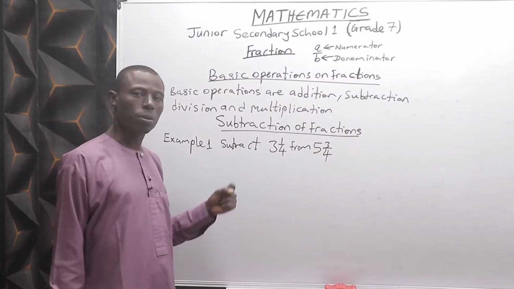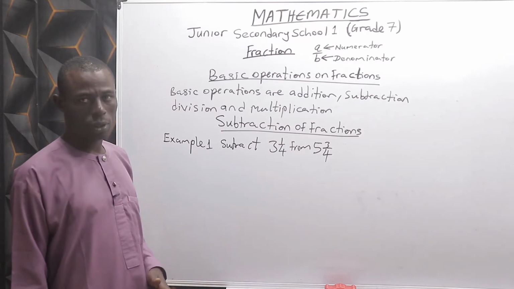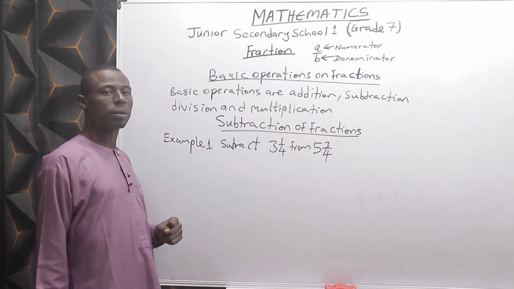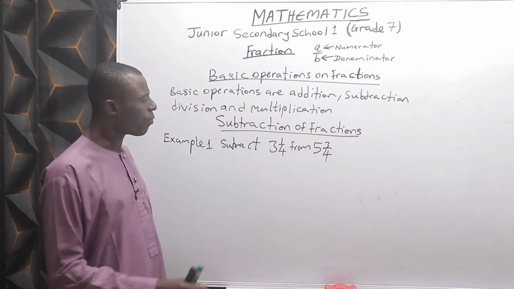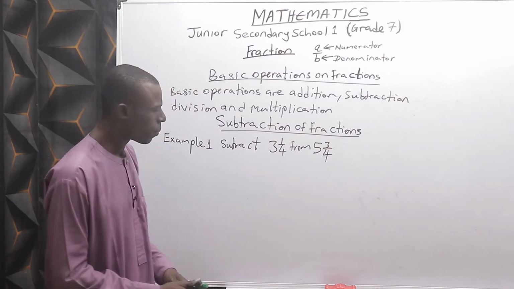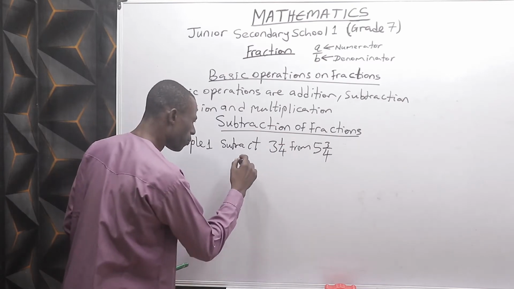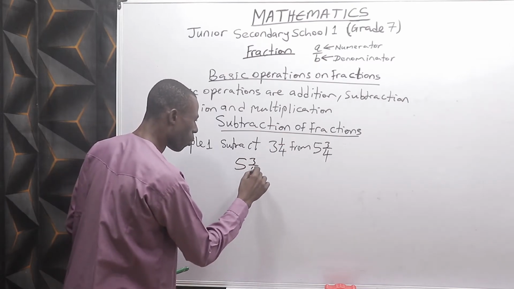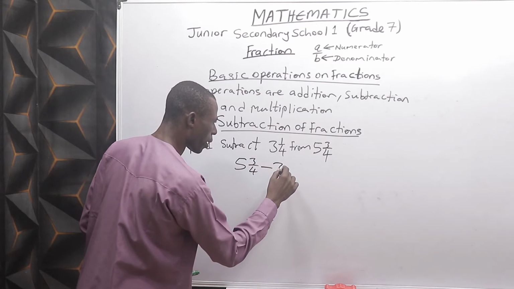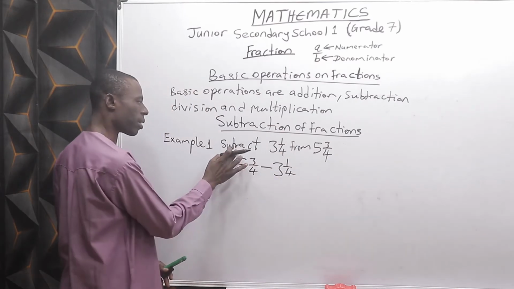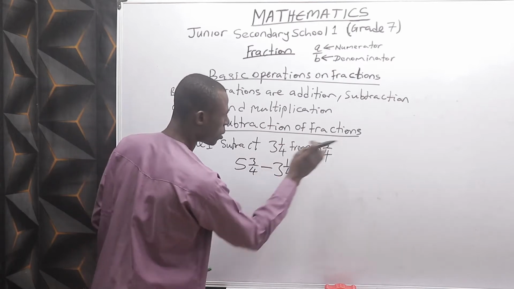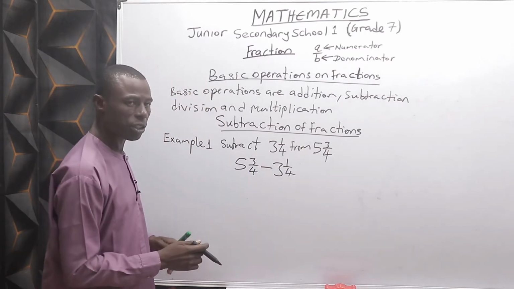Here we come to subtraction of fractions. Example 1. Subtract 3 whole number 1 over 4 from 5 whole number 3 over 4. This means 5 whole number 3 over 4 minus 3 whole number 1 over 4. That's the meaning of this construction. Subtract this from this. This is the arrangement.